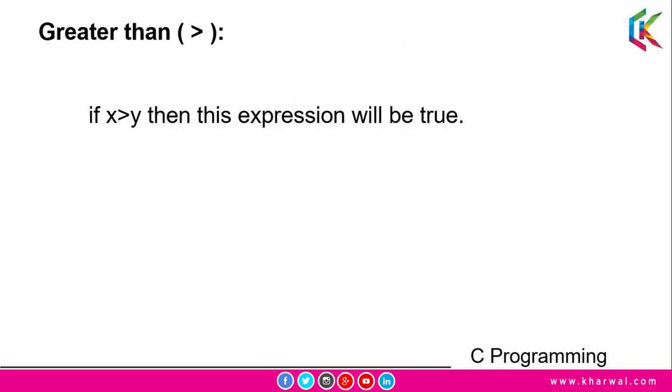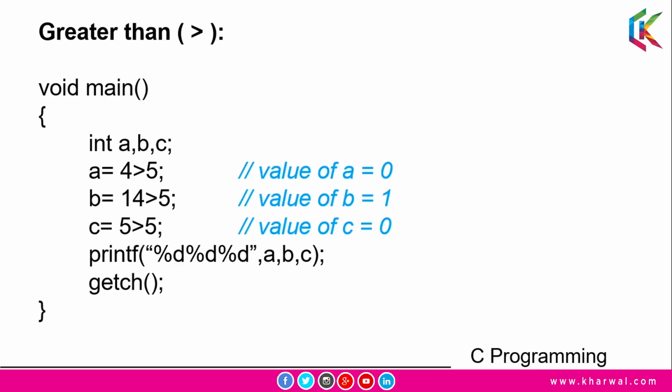Now guys, let's take an example of this greater than relational operator. In this program, this expression will be false because 4 is not greater than 5, so it will return 0 and that 0 will be assigned to a. So the value of a will be 0. And in the next expression, 14 is greater than 5, so this expression will be true and it will return 1. That will be stored to b, so the value of b will be 1. And in the next expression, 5 greater than 5 will be false, so the value of c will be 0.